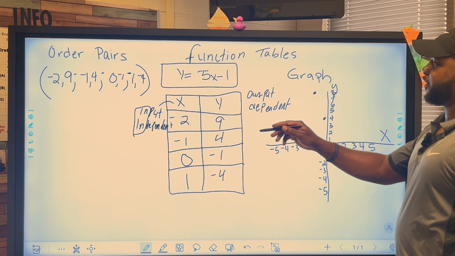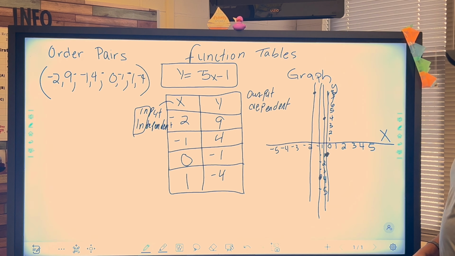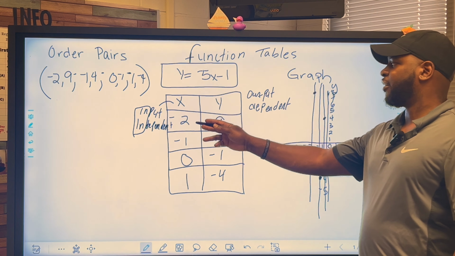All right, and now I have 0 and -1. So the 0 is actually my x. So since it's the origin already, I'm going to just go down to -1 and stay on the origin. I mean, this is a function. Also, I can tell if all of my inputs are different. So I have a -2 going to a 9, -1 going to my 4, 0 going to -1, and a 1 to a -4.